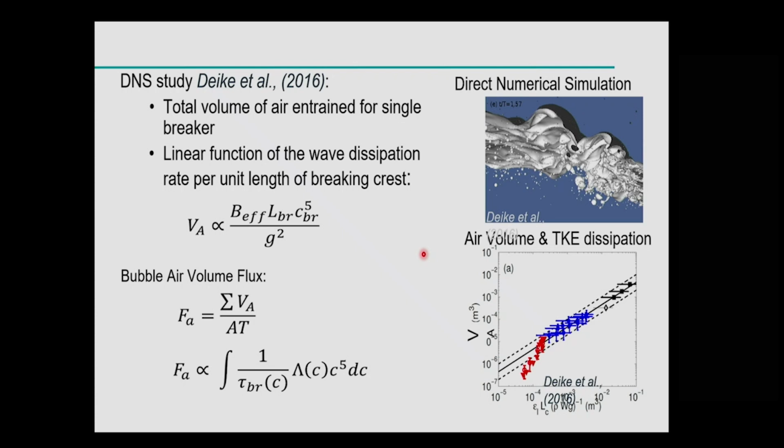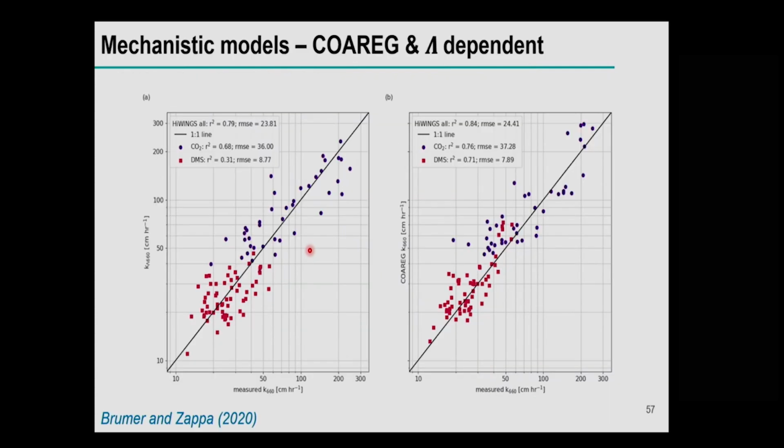So that was for the turbulent part of the gas transfer coefficient, and then for the bubble mediated part, I wanted to include a varying bubble air volume flux. This I've based on the work by Deike et al., who did some DNS simulations and showed that the void fraction, or the volume of air entrained, can also be related to the breaking crest length distribution. So this is quickly to show you that we can come up with just pure wave breaking parameters in a model that does pretty much as good a job as the COARE model.